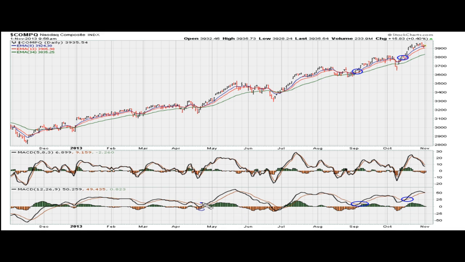In fact, if we go back and take a look at all the crossovers above zero, like here, nice entry point there. Crossover above zero here, nice entry point here. Seems very simple, but it is what it is. Also, a crossover here, beginning of the year, was a nice entry point there.